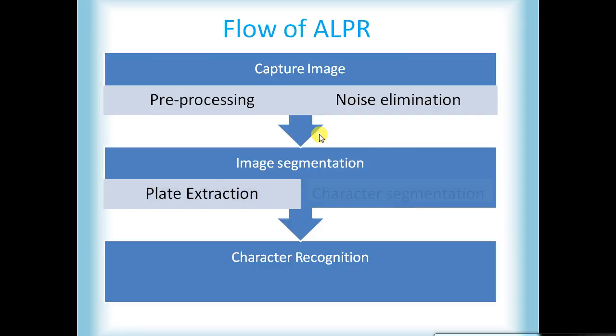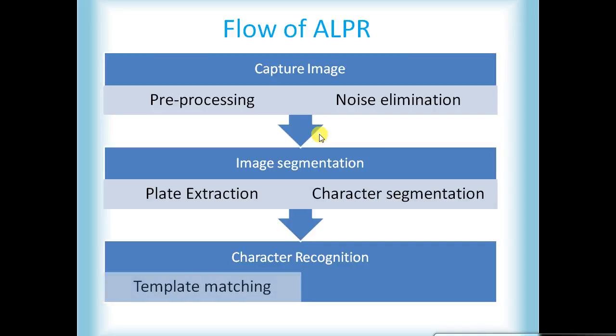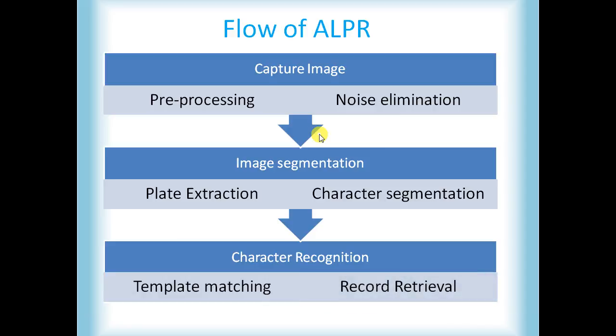Plate extraction and character segmentation are the parts of the image segmentation process. So we have to extract the plate from the image and then segment the characters inside the number plates. Then template matching and record retrieval. So when we have these individual characters, we match the characters to the templates which are predefined, and when all the characters are matched to the templates, we get a string, and using the string we retrieve the records in the database.